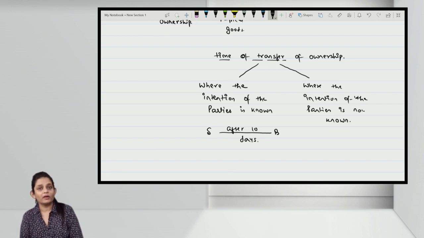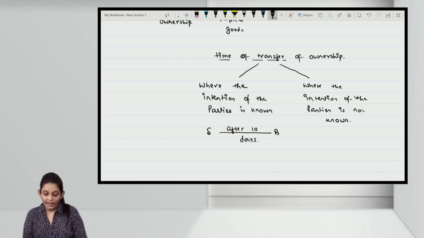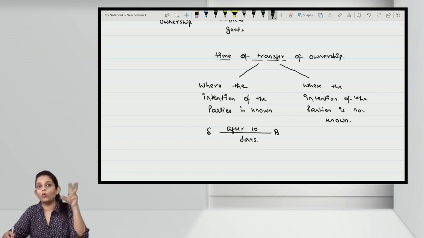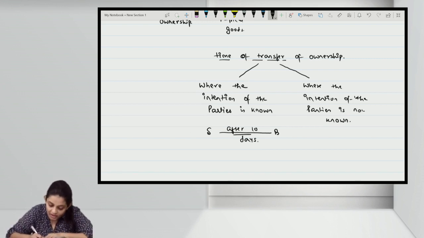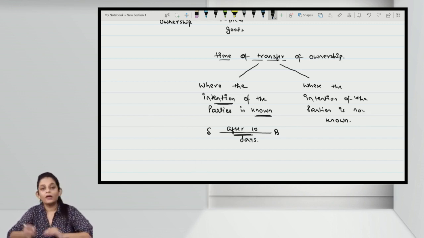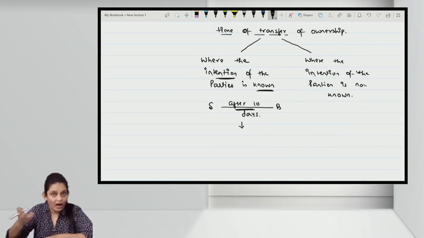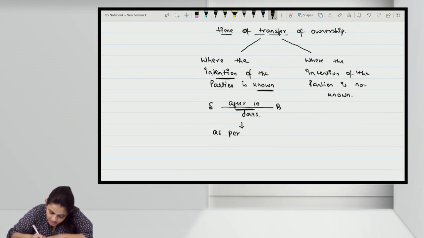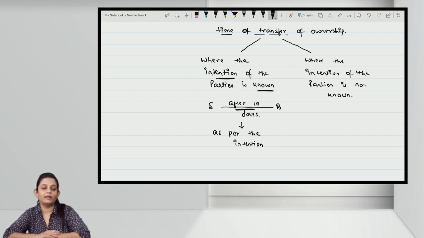Can we say in this contract a time has been mentioned when the ownership will be transferred? Yes, it is mentioned after 10 days. So can we say the intention is known? Yes, the contract specifies the intention of the parties as to when they want the ownership to be transferred. So, when will the ownership be transferred? After 10 days. So, ownership is transferred as per the intention.